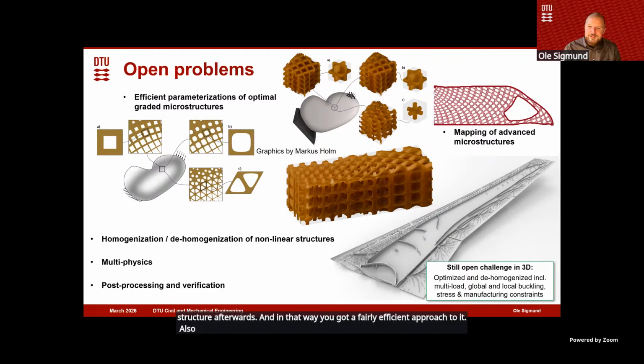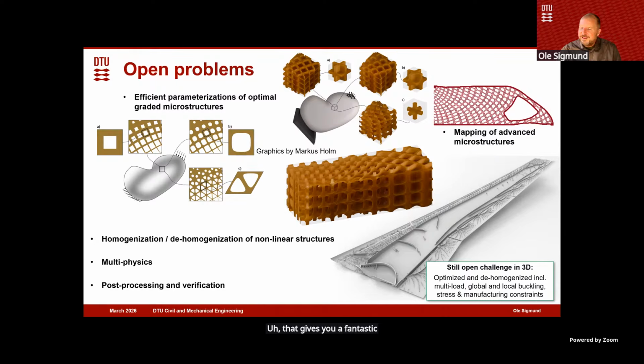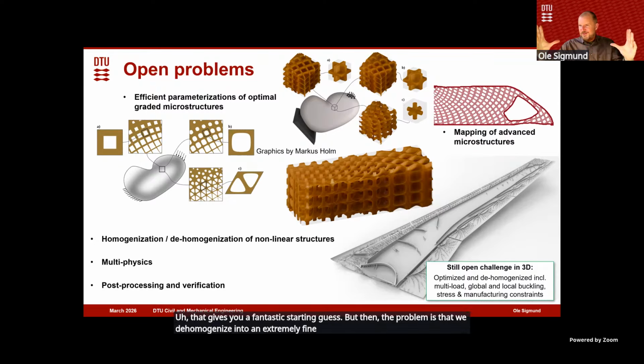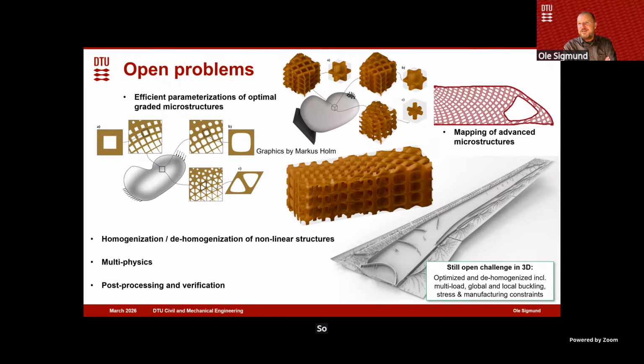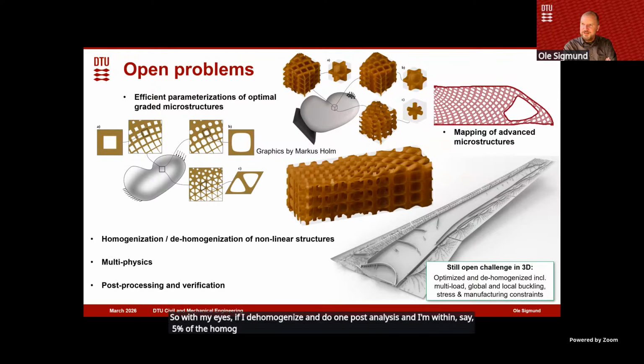We optimized the truss structure afterwards, and in that way got a fairly efficient approach to it. Also, if you took one of these de-homogenized designs as a starting guess, that gives you a fantastic starting guess. But then the problem is that we de-homogenize it to an extremely fine grid, right? So it becomes very expensive to run it there. So you're sort of losing the great benefits. So in my eyes, if I de-homogenize and do one post-analysis and I'm within, say, 5% of the homogenized predicted result, I'm thinking maybe it's not worthwhile to also post-optimize.